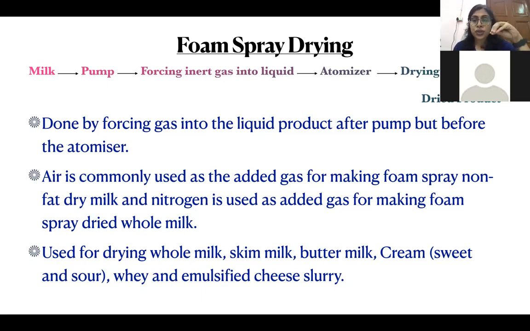This process is mostly used for drying whole milk, skim milk, buttermilk, cream, whey, and emulsified cheese slurry. In short, the foam spray drying technique is used for milk products as well as milk byproducts. Like whey is a milk byproduct. Cream is a milk byproduct. And whole milk, skim milk as well. So these things are used. Is this clear?